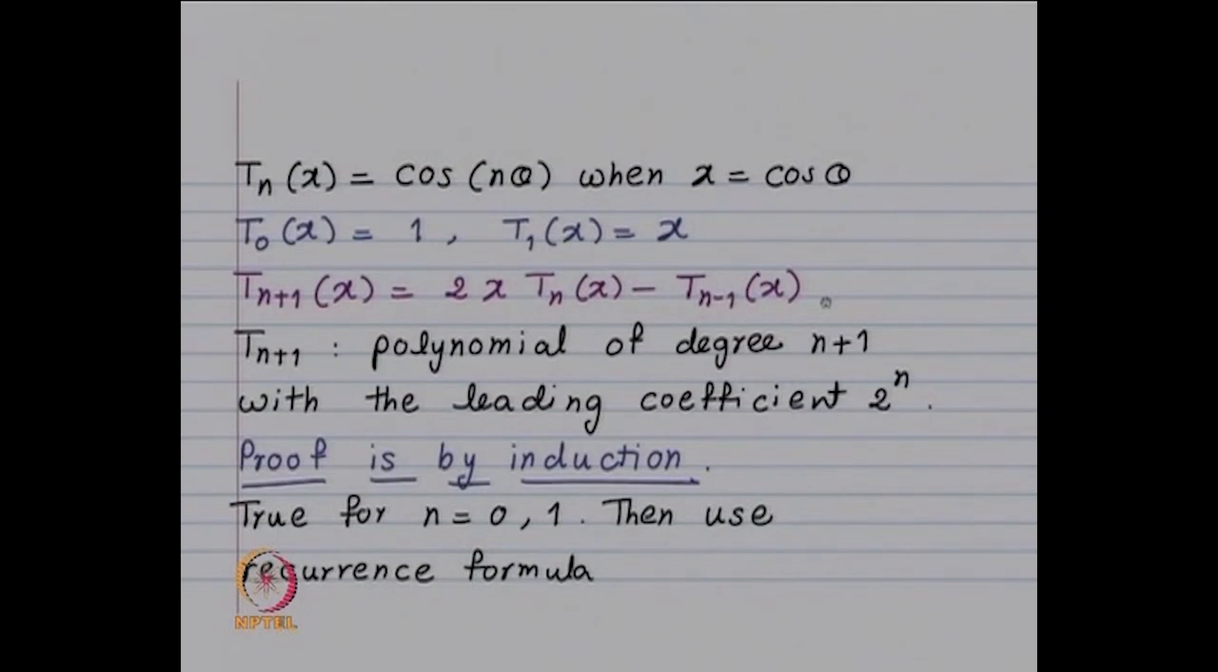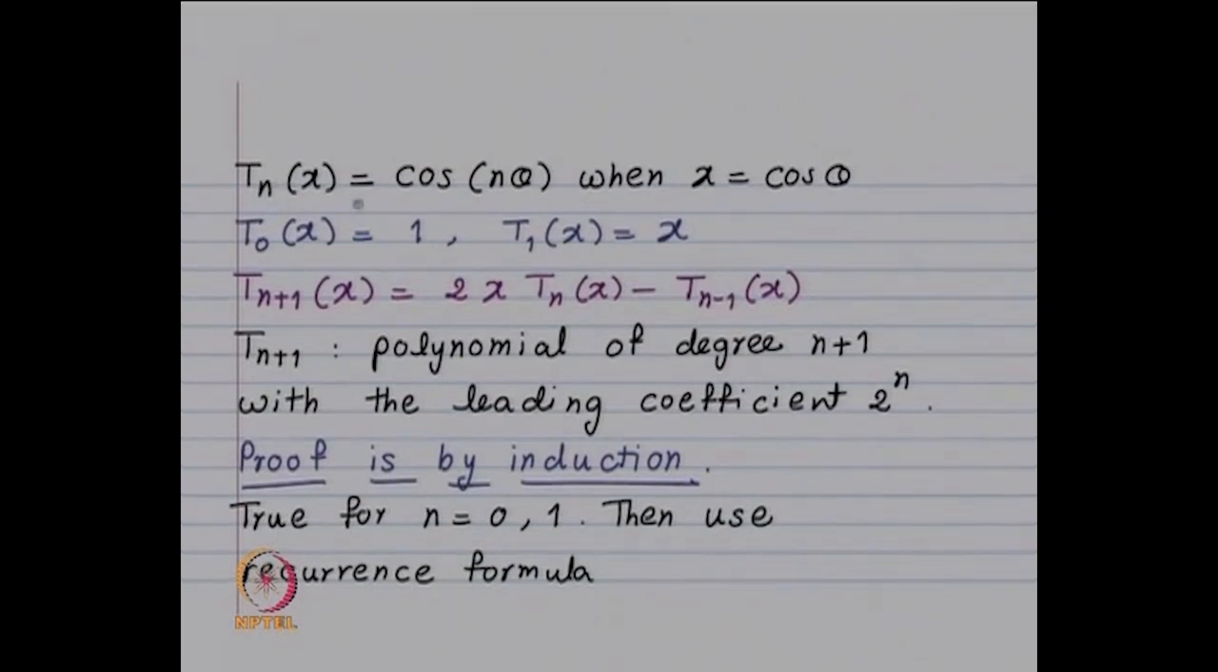T_(n-1)(x). If you put n is equal to 0, then cos of 0 is 1. So, T_0(x) is going to be the constant function 1. When n is equal to 1, T_1(x) will be cos theta, which is x. So, T_1(x) is equal to x, and then the recurrence relation T_(n+1)(x) is equal to 2x T_n(x) minus T_(n-1)(x). We have specified T_0 and T_1. So, now we can calculate T_2, T_3 and so on.